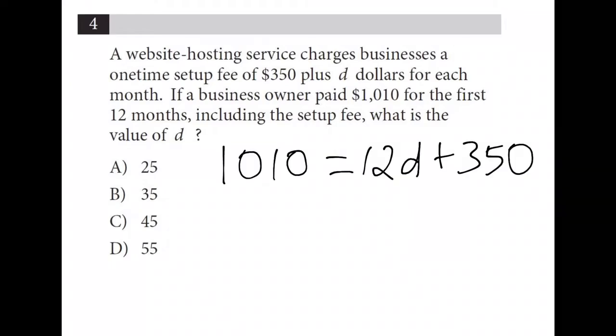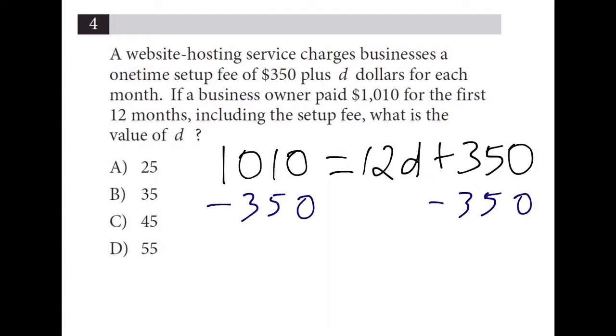So each of these numbers works together to create this equation. The total amount paid is $1,010. That goes over here. The D dollars for each month is multiplied by how many months, so that's why we have 12D. And $350 is a one-time fee, that's why we add it.